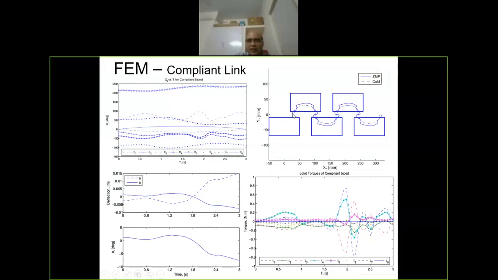moment point which is moving from leg to leg. This is the top view, and these are 2 feet. Okay. So if you look at it, the zero moment point appears to be vibrating a lot when it is moving from one leg to the other leg. Okay. That is because we have put compliance in the link, and that link is causing vibration.